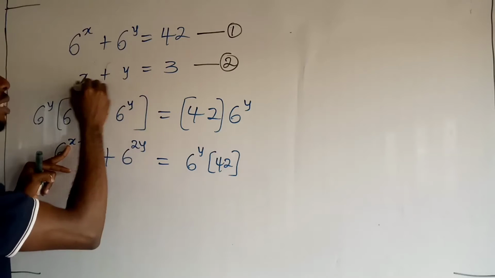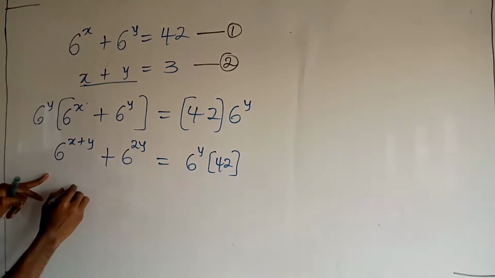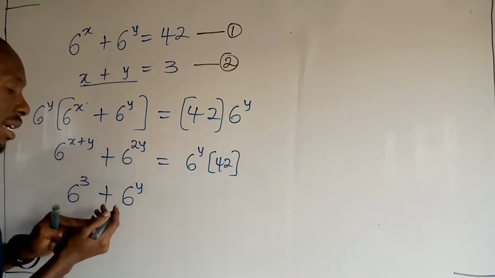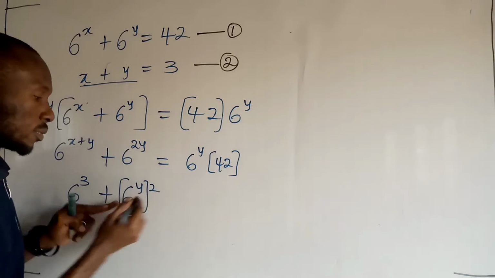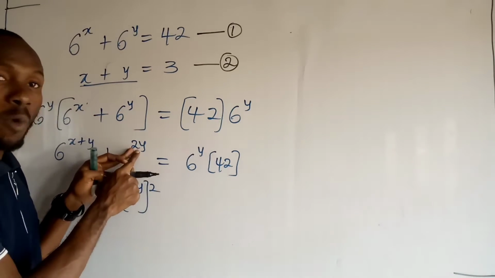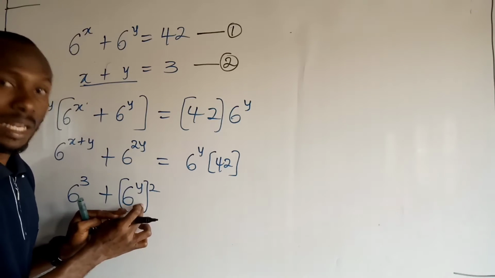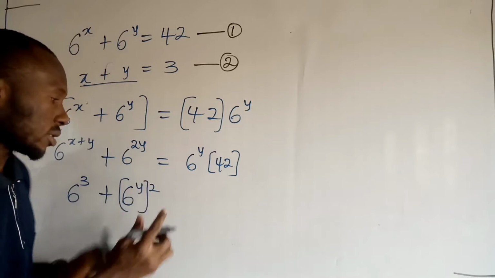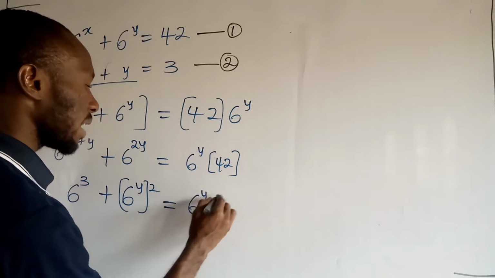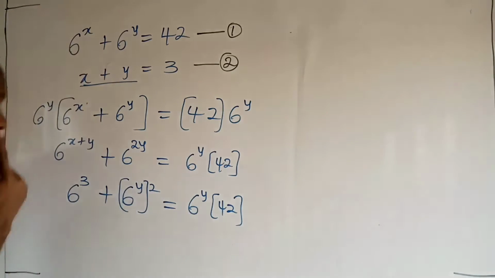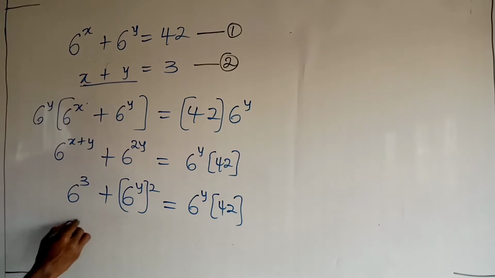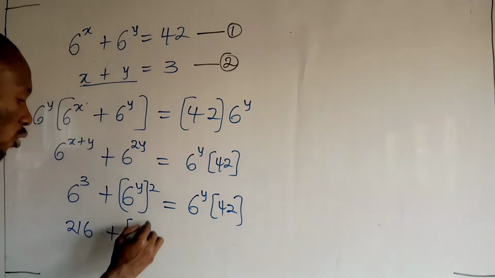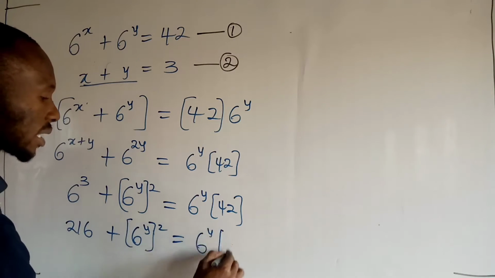From equation 3, we see that x plus y is 3, so this is going to become 6 to the power 3, right? Then plus 6 to the power y all to the power 2, because y times 2 is the same as 2y. I'm just doing this constructively because I need something from it. So here I have 6 to the power y times 42. Now at this point, 6 to the power 3 is 216, plus 6 to the power y all to the power 2 is equal to 6 to the power y times 42.